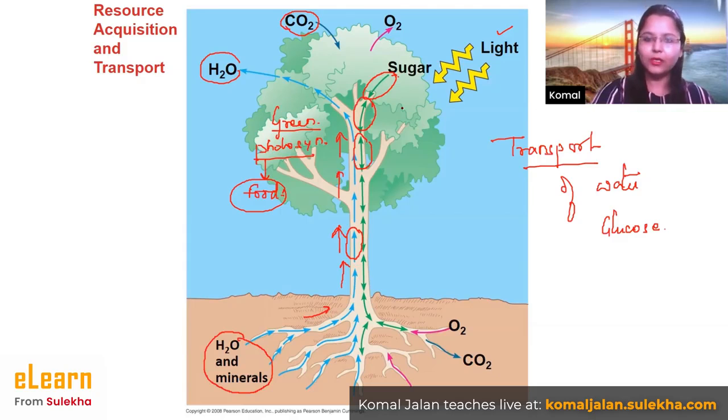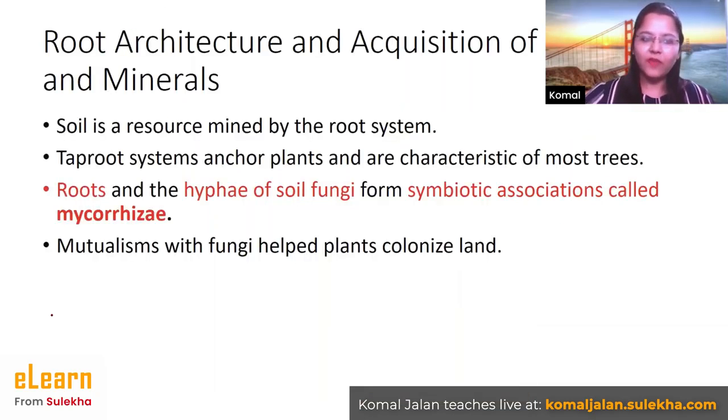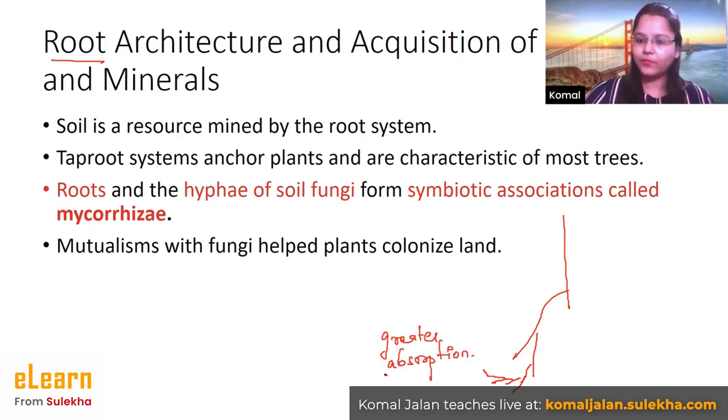So if we start with the absorption of water by the root, remember the root has several root hair-like structures. These root hair-like structures help the plant by increasing the surface area for greater absorption of water. Some plants are in symbiotic association with fungus, and this fungus increases the surface area of the root hair even more.